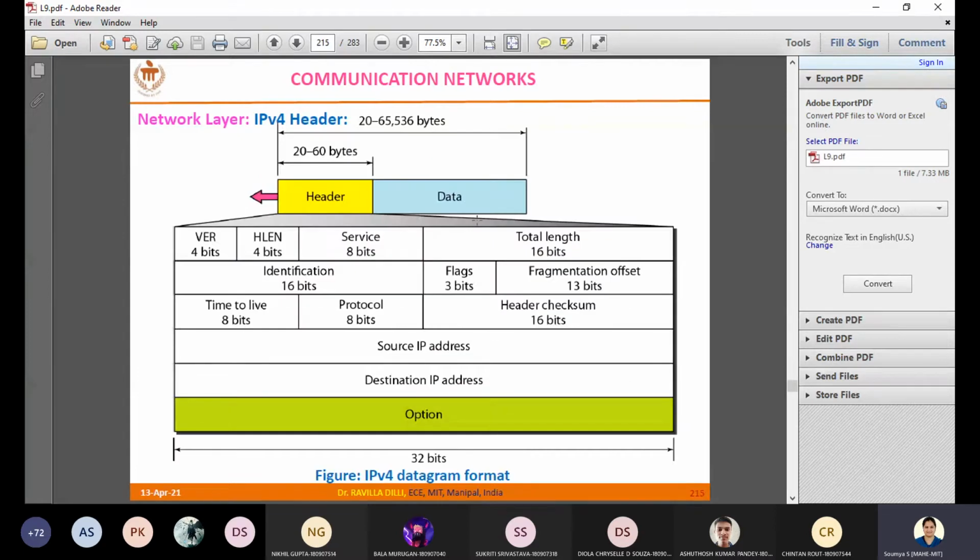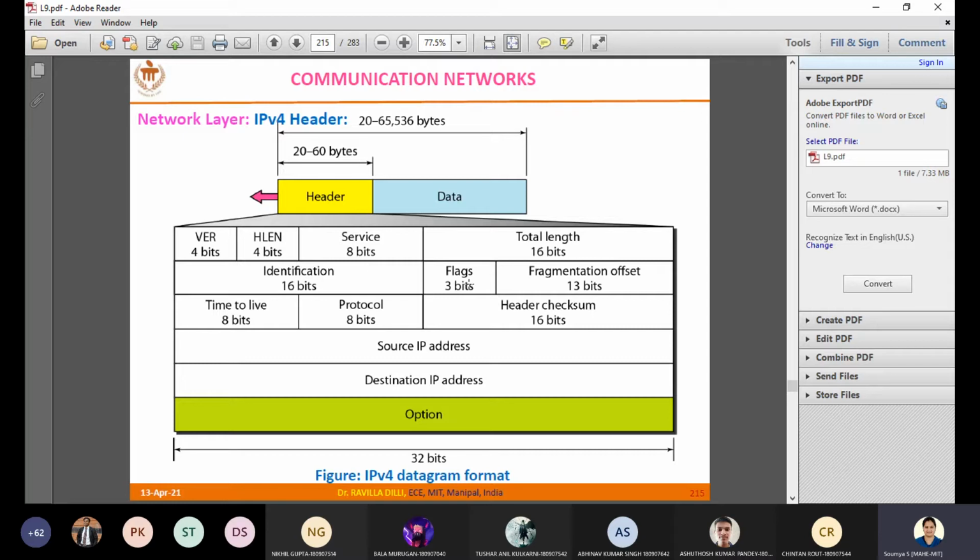Okay. Now, look at this. It is version, followed by header length, which will be the length of the header alone. That is from this point to this point. How many bits is it? I mean, how many bytes is it? That is header length. Followed by service, which will be 8 bits. Total length is 16 bits. Total length is the complete length of the IP packet.